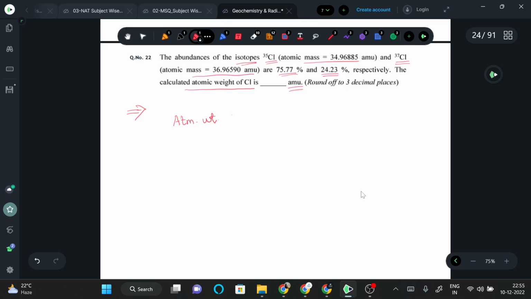Atomic weight of Cl will be 35Cl into 75.77 percentage, plus 37Cl into 24.23 percentage. Is it correct, whatever I have written over here?